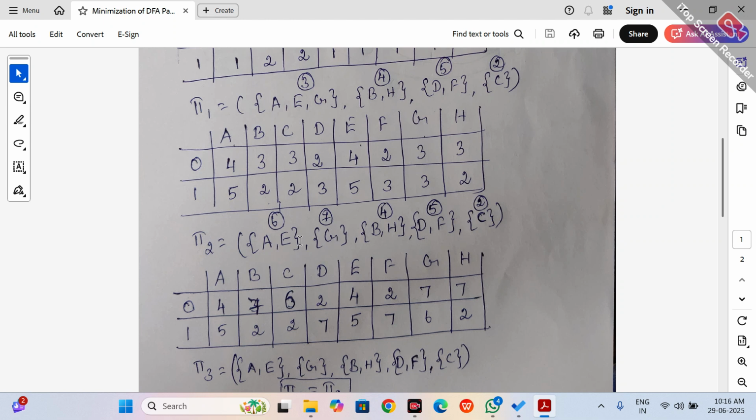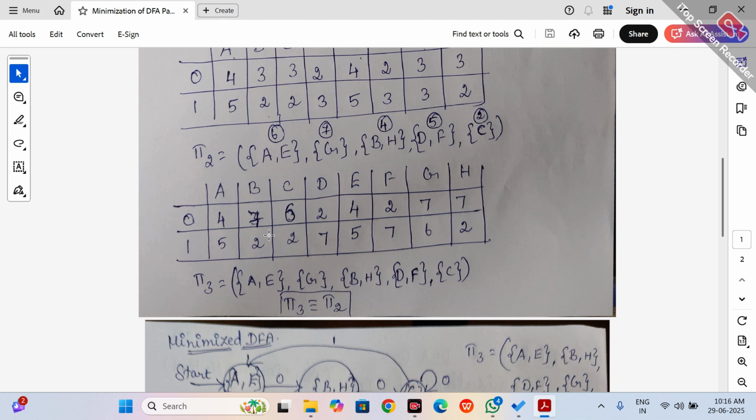Now again we have to rename the groups. BH, there is no change, so we can use the same number. DF also there is no change, we can write the same number. C is a separate group, that is a final state, so there is no change, we can write the same group number here. But AEG is partitioned into two groups, so after 5 we can mention it as a sixth group, and for G it is the seventh group.